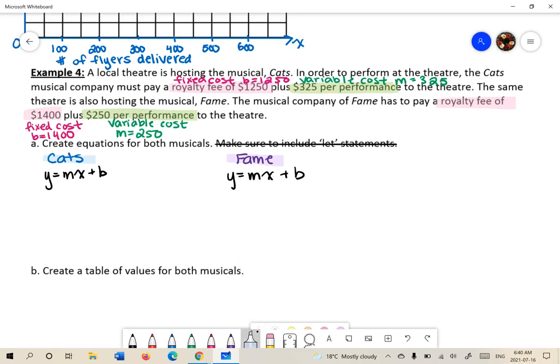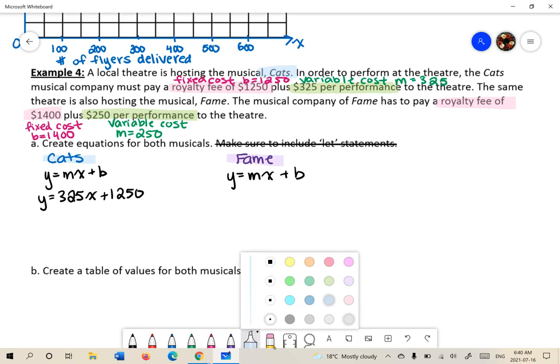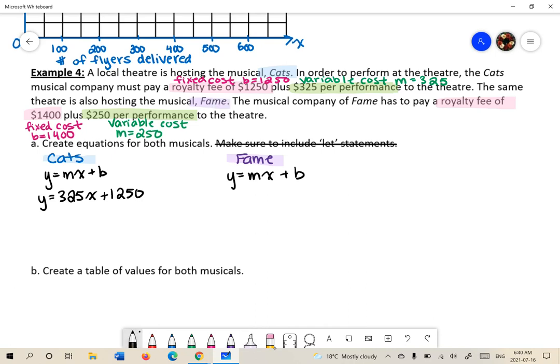For Cats, the slope is 325 and b is 1,250. For Fame, my slope is 250 and my b is 1,400.